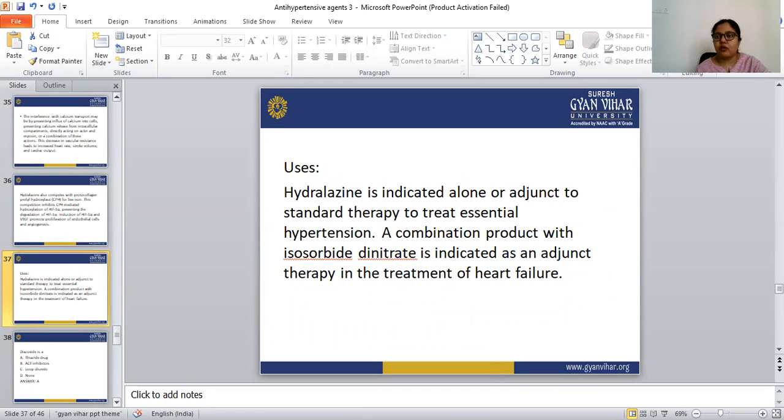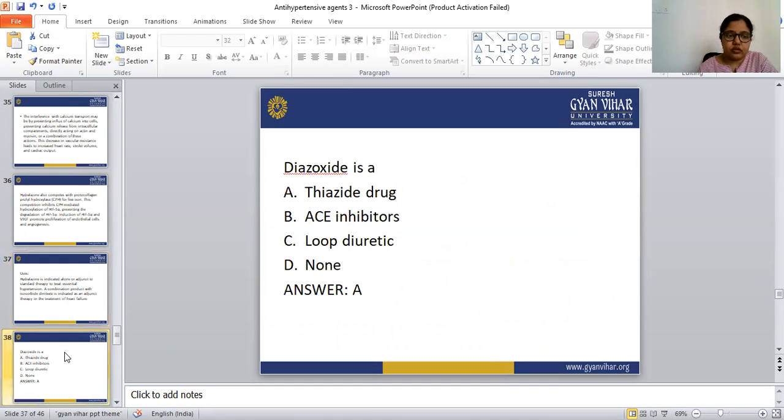So these all are about the antihypertensive agents. We are done with the antihypertensive agents. Let's see some MCQs regarding this topic. Diazoxide is a: thiazide drug, ACE inhibitor, loop diuretic, none. The correct answer is thiazide drug.